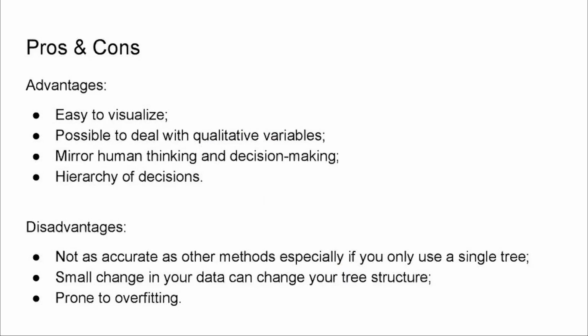Finally, some pros and cons of the decision tree algorithm. It's very easy to visualize, it's possible to deal with qualitative variables, it mirrors human thinking and decision making, and it also boasts a hierarchy of decisions. On the downside, it's not as accurate as other methods, especially if you only use a single tree. Small changes in your data can change your tree structure, and finally, it's very prone to overfitting.